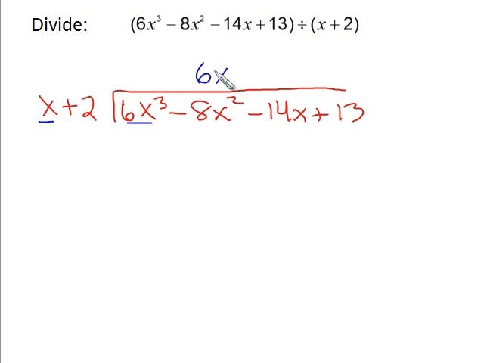So 6x squared. We have a nice check in algebra as well, because when I multiply it back through, this first term must match. So 6x squared times x is 6x cubed. And then 6x squared times a positive 2 is a positive 12x squared.